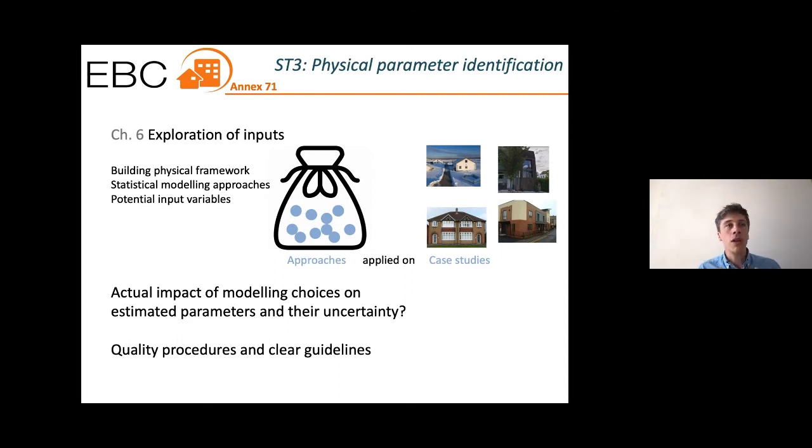So it was relative. So we didn't look at what are the reference values of the house. We looked at the relative difference between applying the different approaches for each of the aspects. The aim was there to come up with quality procedures and clear guidelines. So what is most important to take into account, or what are the aspects that, regardless of the modeling approach that you apply, are not that significant. So we wanted to highlight those modeling approaches that are really important to get right, and the others that are less important to get right to obtain reliable results.